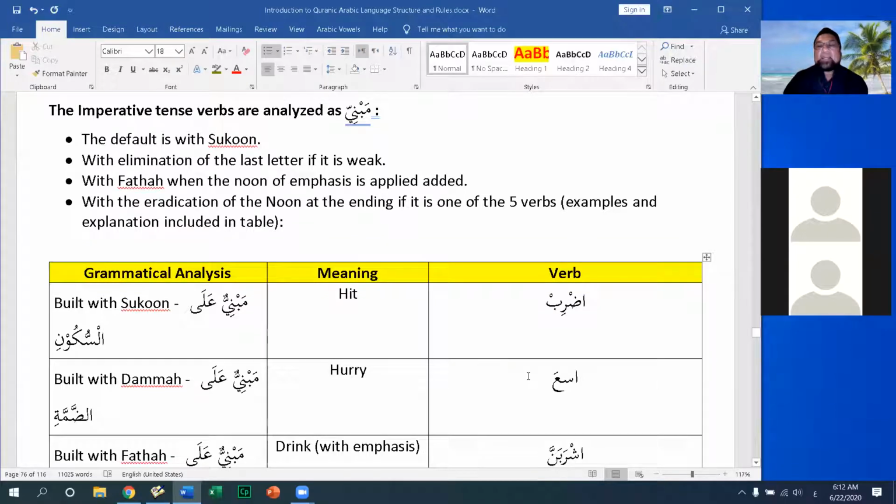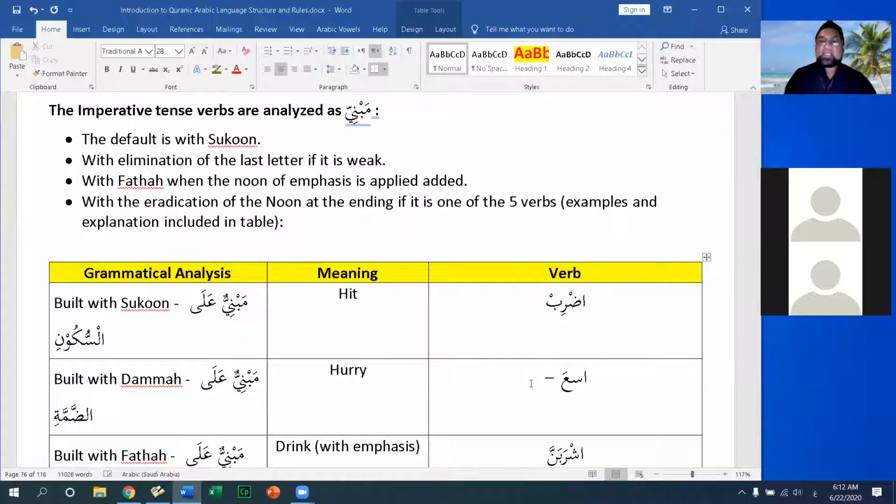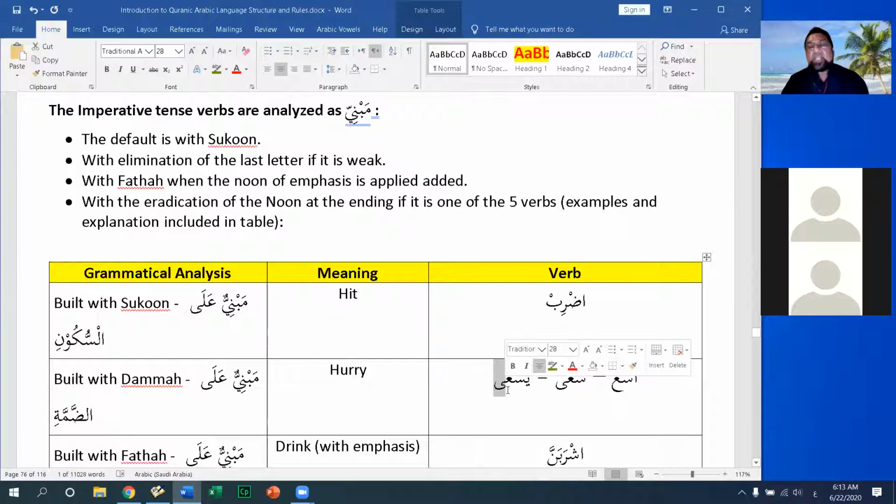For example, the verb originally is sa'a, which means to strive, or actually it means to run also. Sa'a, to strive. وَأَن لَيْسَ لِلْإِنسَانِ إِلَّا مَا سَعَى, that man shall not have except what he strove for. The present tense would be يَسْعَى, and the command will be like here. We put إِسْعَى. So we say مبني على حذف الياء أو الألف.